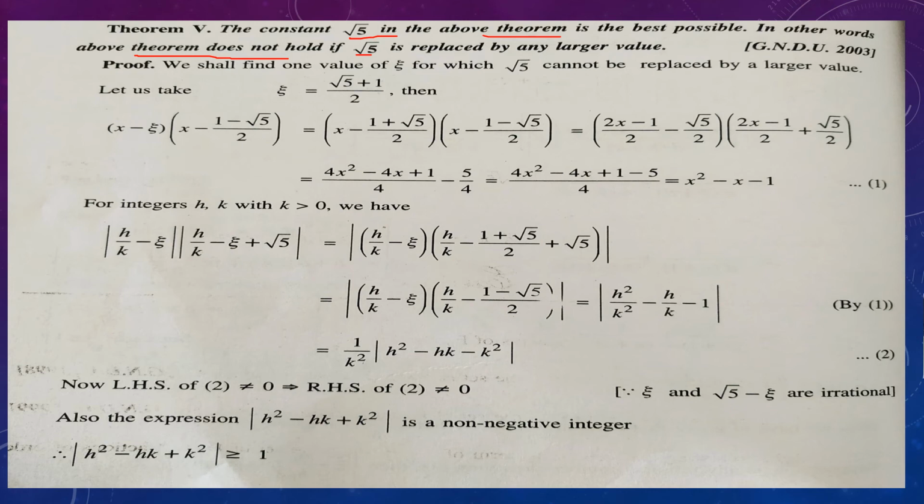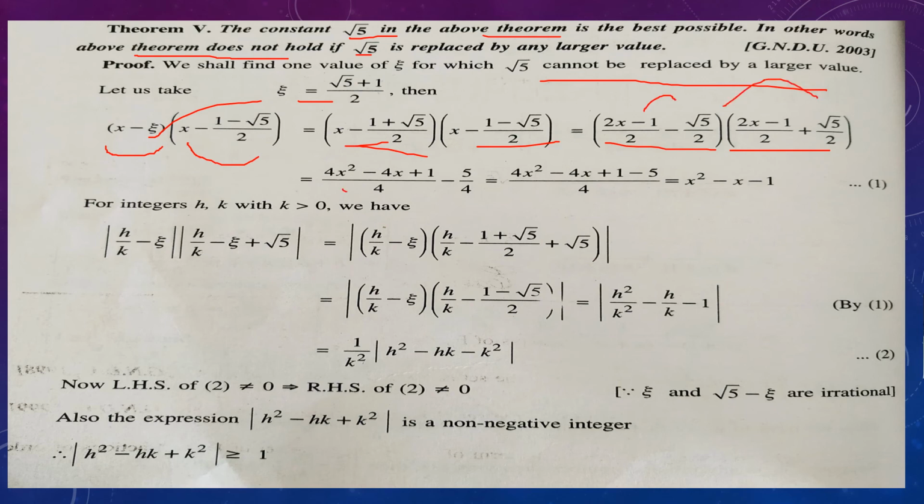Okay, we have to show this thing. So we shall find one value of xi for which root 5 cannot be replaced. Let us take this xi value. Now take the difference x minus xi. Put the value of xi here. So on simplification, taking the LCM, we get this thing. Okay, so this is a minus b, a plus b, a square minus b square. On taking LCM again, we get this thing.